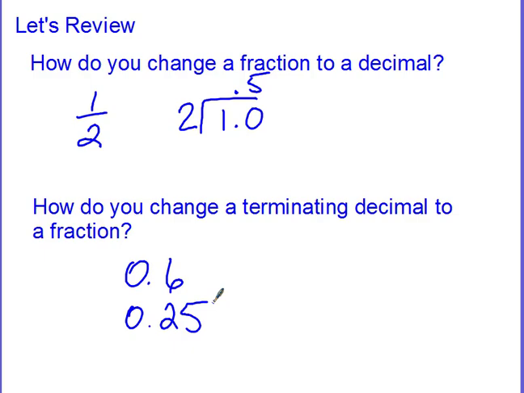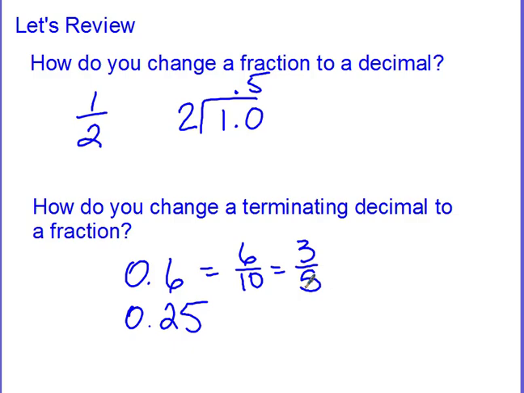So the way we do that is we just say it correctly using place value. So we can't say this one is 0.6. We have to say it is 6/10. And then, of course, we then simplify our fraction. In this case, 6/10 would simplify down to 3/5 if you divide both of those by 2.